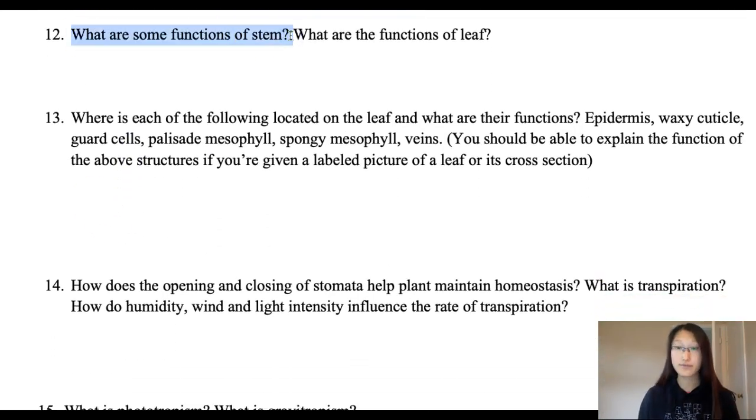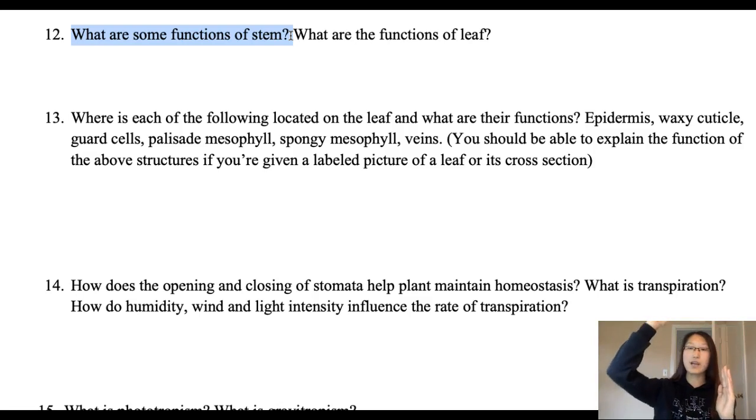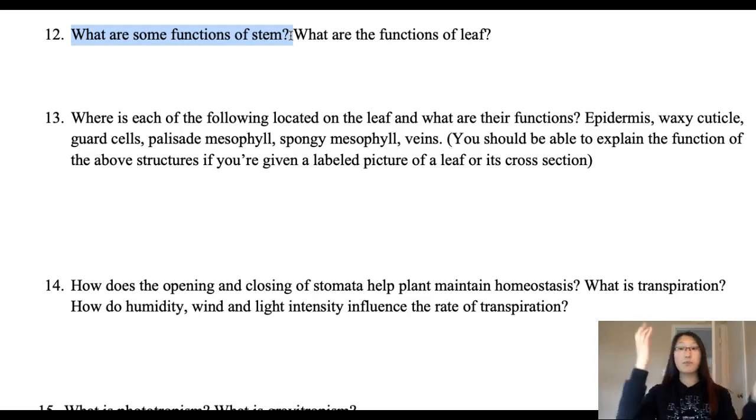Next, what are some functions of the stem? The stem transports food and water. Water, for the most part, travels upward, and food goes up and down because we have to store food by sending food down, but then the food also needs to go up so that the top of the plant can also use that nutrient when photosynthesis is not possible to do.